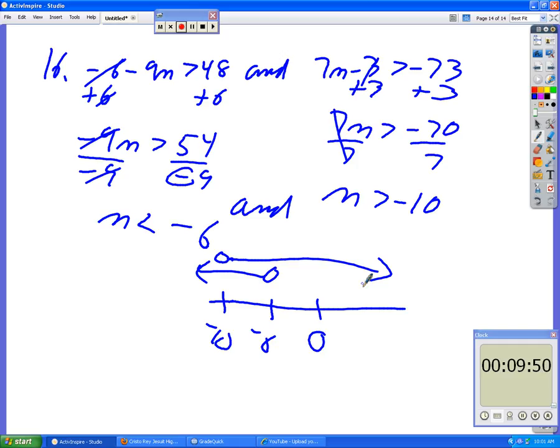What does and mean? And means both. The and means the overlap, right? Which lines overlap? Right here. These are the overlapping lines. So my answer is I put this circle in, I put this circle in, and the overlapping line runs between them. This is my graph, which I get from these two. When it's an and, it's overlap. Okay?